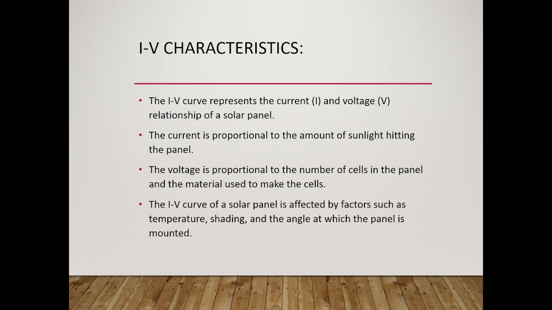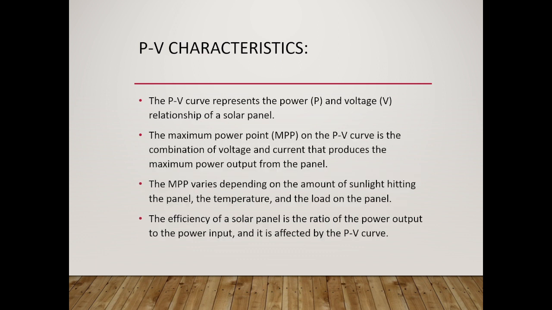The IV curve of a solar panel is affected by factors such as temperature, shading, and the angle at which the panel is mounted. Now let's see the PV characteristics. The PV curve represents the power, represented by P, and the voltage V relationship of a solar panel. The maximum power point, that is MPP, on the PV curve is the combination of voltage and current that produces the maximum power output from the panel.